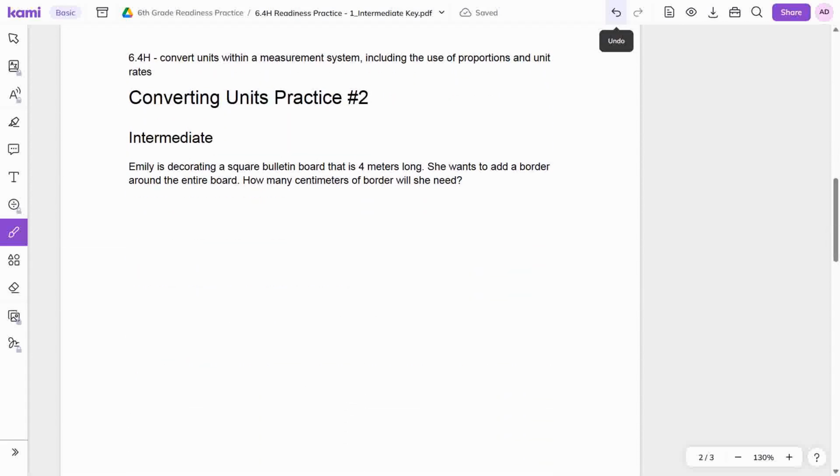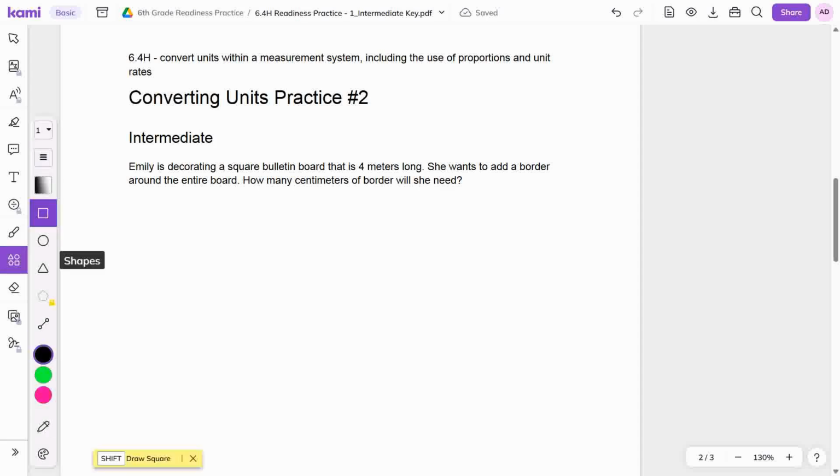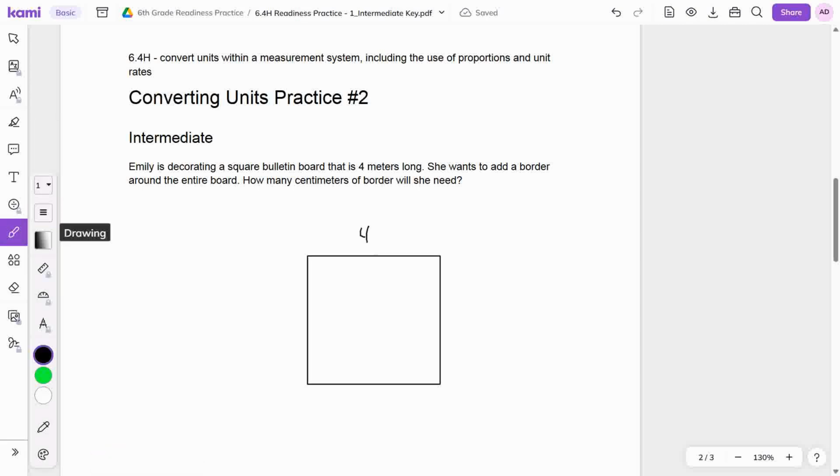Emily is decorating a square bulletin board, 4 meters long. All right, so let's draw ourselves a square so we can visualize it here. And since we learned it was a square, then we can say that each side is 4 meters. She wants to put a border around, so that's going to be perimeter. But look, it's centimeters. Well, first let's see what our perimeter is. So our perimeter equals 4 sets of 4. So that's going to be 16 meters.